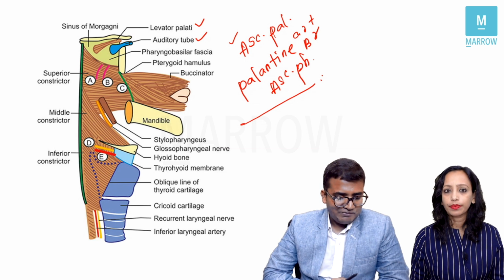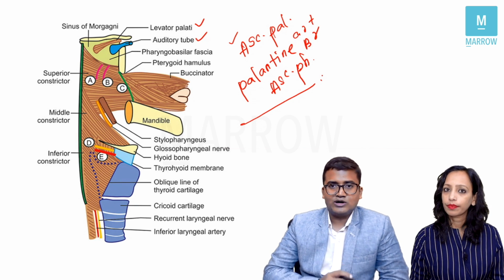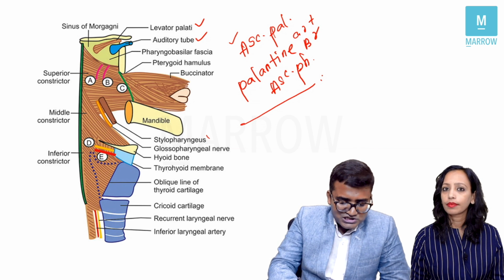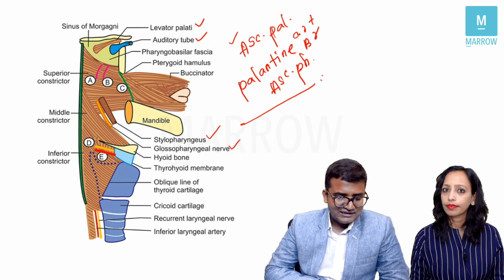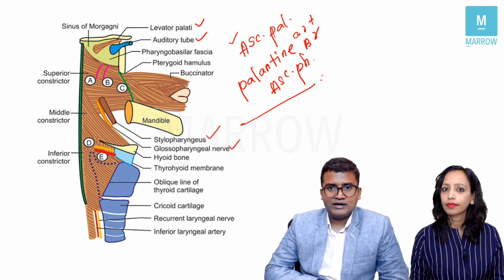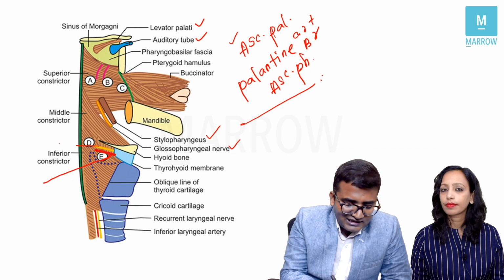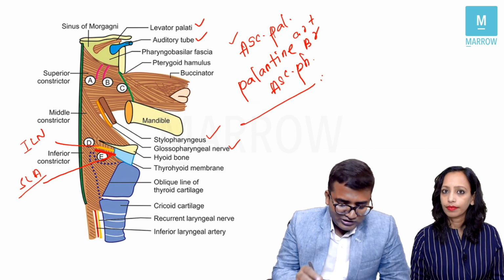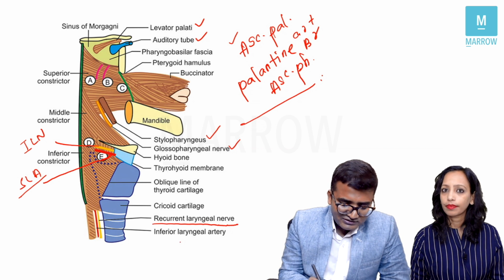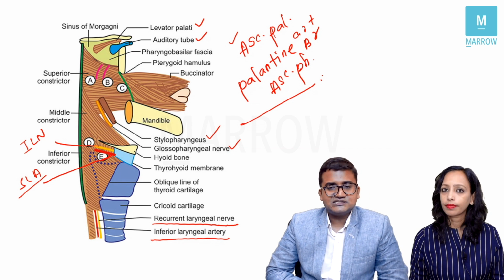Now we have a gap between the superior constrictor and the middle constrictor. This gap transmits two structures, one muscle and one nerve: the stylopharyngeus muscle and the glossopharyngeal nerve. The gap between the middle constrictor and the inferior constrictor transmits one artery and one nerve: the superior laryngeal artery and the internal laryngeal nerve. Below the inferior constrictor, you are seeing one nerve there, the recurrent laryngeal nerve, and one artery, the inferior laryngeal artery. These are the various structures passing between the constrictors of the pharynx.